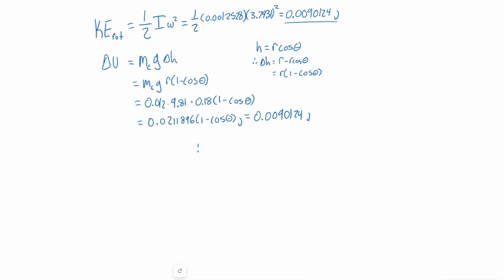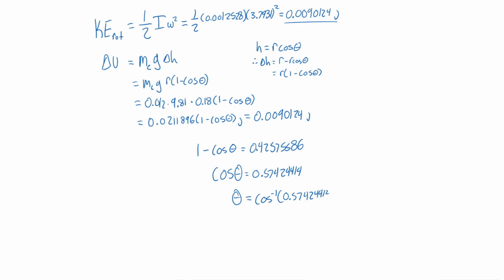So that will give us 1 minus cosine of theta equal, I'm going to go ahead and skip that math there, 0.42575586. So subtract 1 and then times -1. So cosine theta is equal to 0.57424414. Take the inverse cosine. And that is 54.95328 degrees. So our answer is 55 degrees, right? Two significant figures.